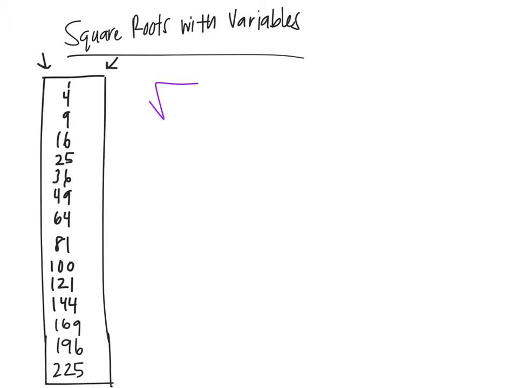So if I had the square root of x squared, I need to think what number times what number is going to end up giving me x squared. Whatever number goes in this box right here is the answer to the square root of x squared. So if I were to plug in x times x, that would give me x squared. So the square root of x squared is just x.